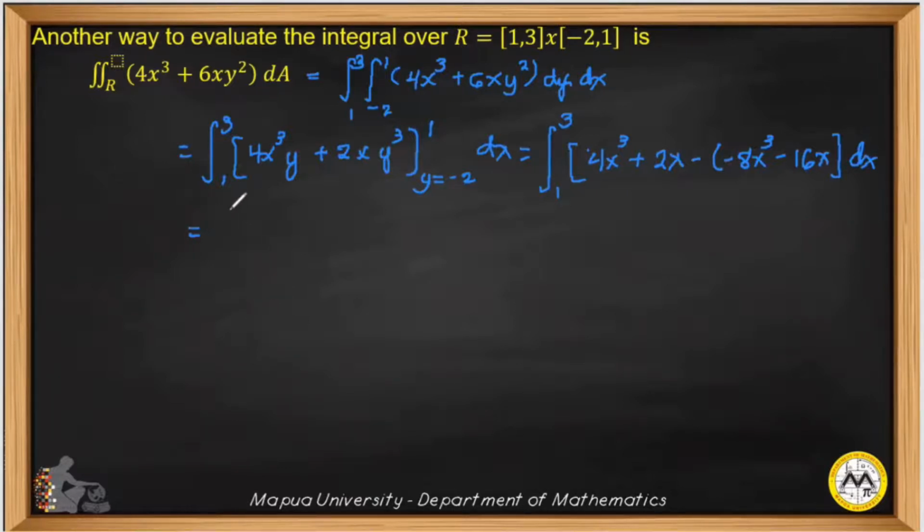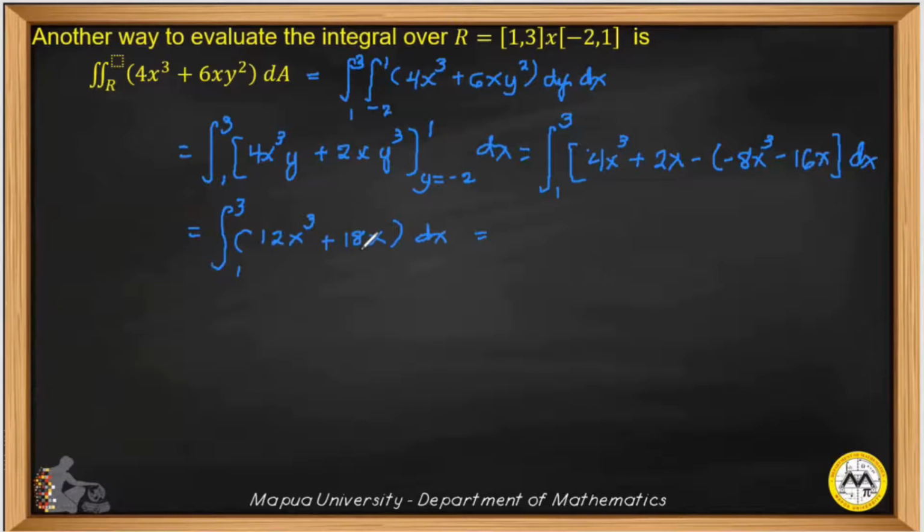And then let us simplify the integral from 1 to 3. Combining similar terms, we have 4x cubed minus minus 8x cubed, so that gives us positive 12x cubed. Then 2x minus minus 16x, so 16 plus 2 gives us 18, so positive 18x dx.